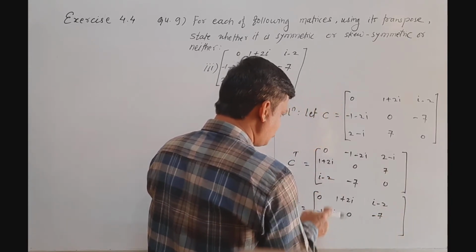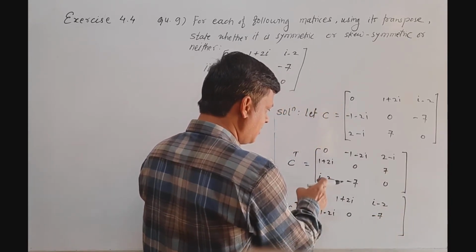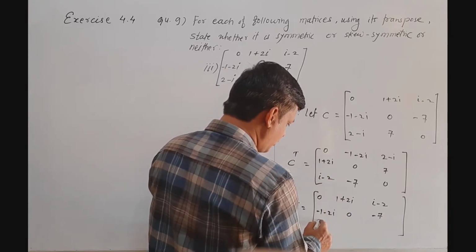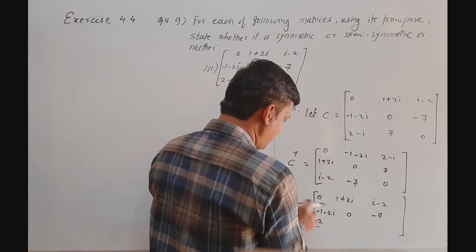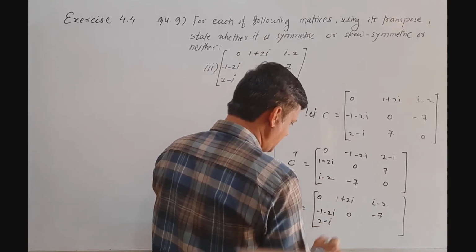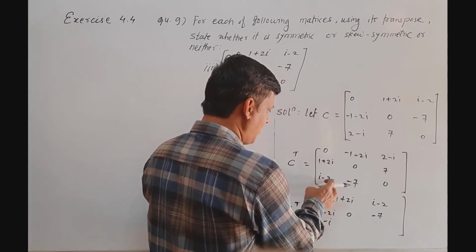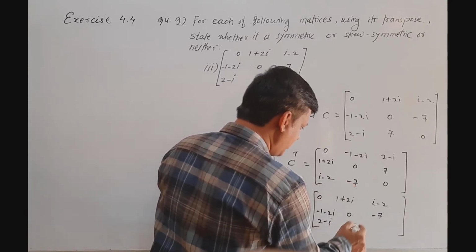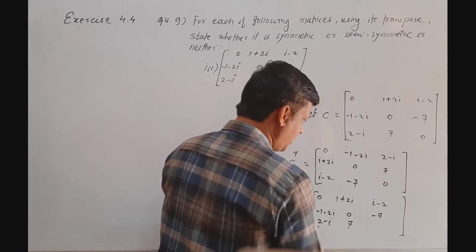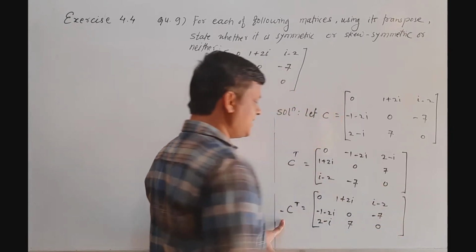This i minus 2, after multiplying by minus sign, we get minus minus plus 2. So write plus 2 at the first position, and i after multiplying by -1 we get minus i. So 2 minus i. So i minus 2, we write 2 minus i after multiplying by minus sign. This -7 changes to +7 and 0 remains as it is.